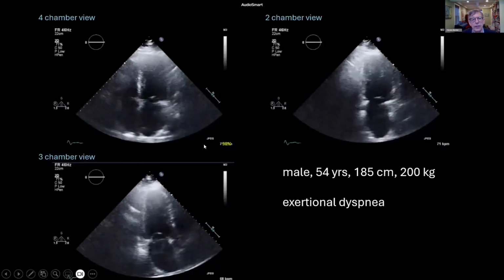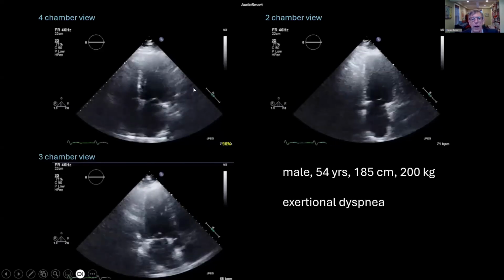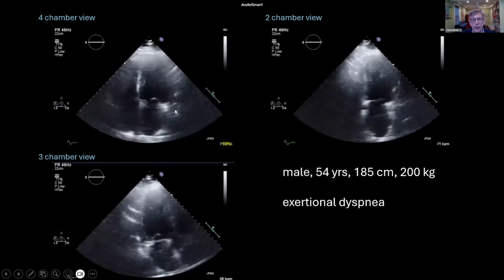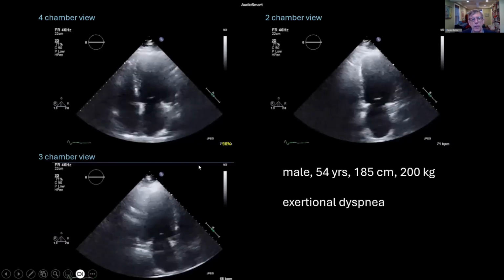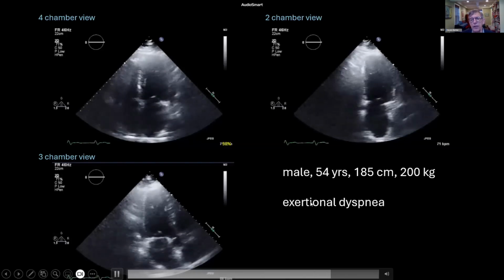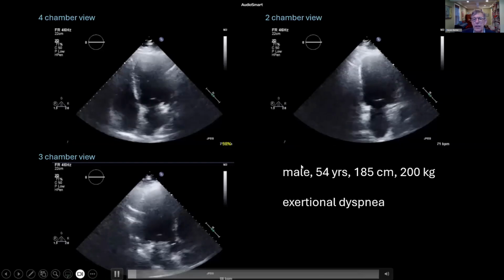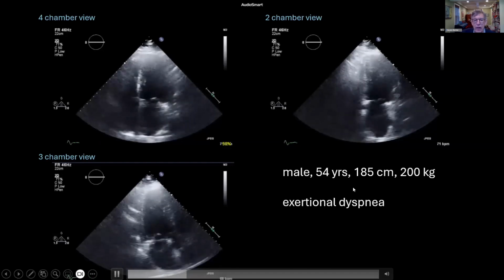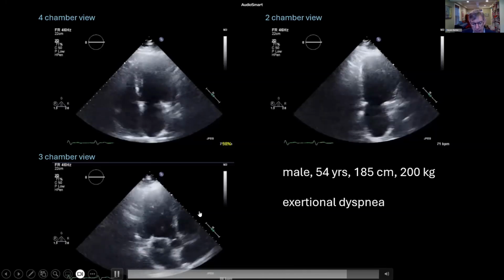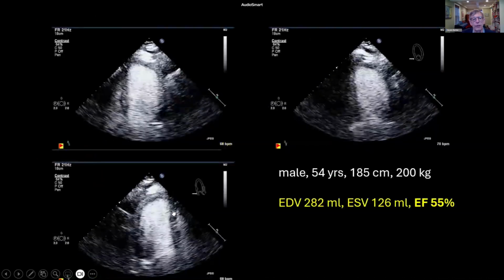And here is just an example. These are the three apical views which we use in stress echocardiography: the 4-chamber, the 2-chamber, and the 3-chamber view, in a patient with exertional dyspnea and several risk factors, and certainly an unfavorable window for stress echocardiography. And definitely an indication for contrast echocardiography.